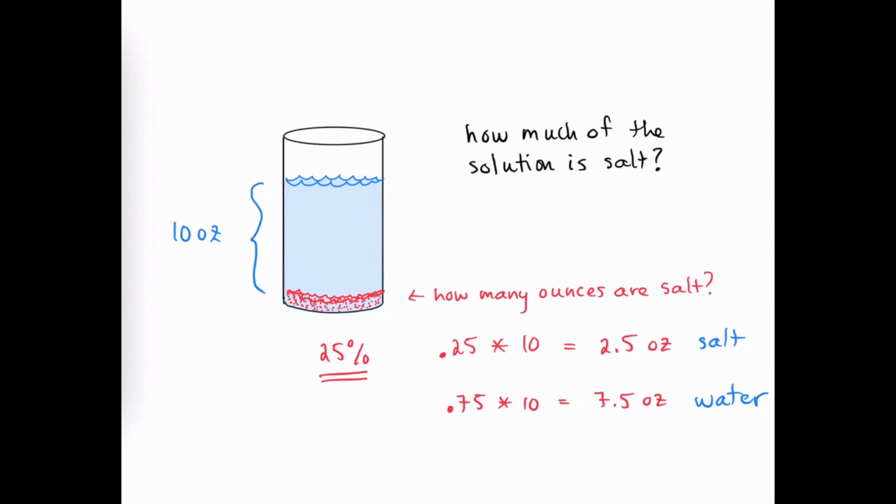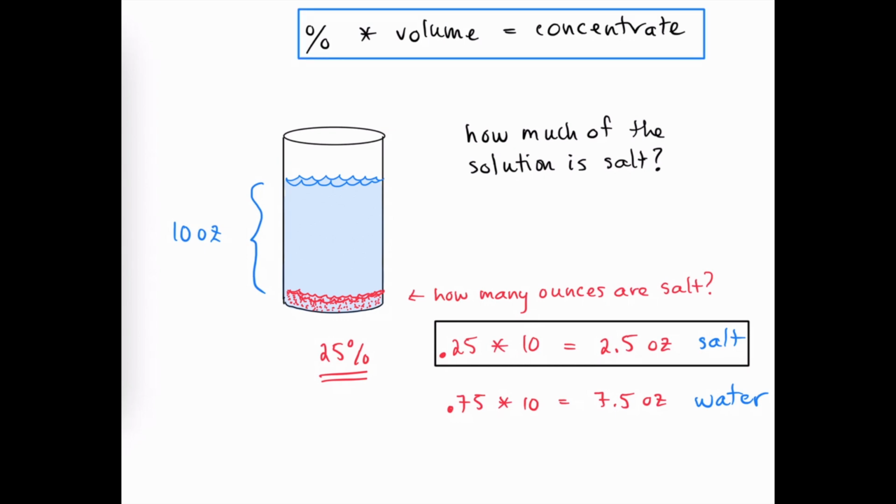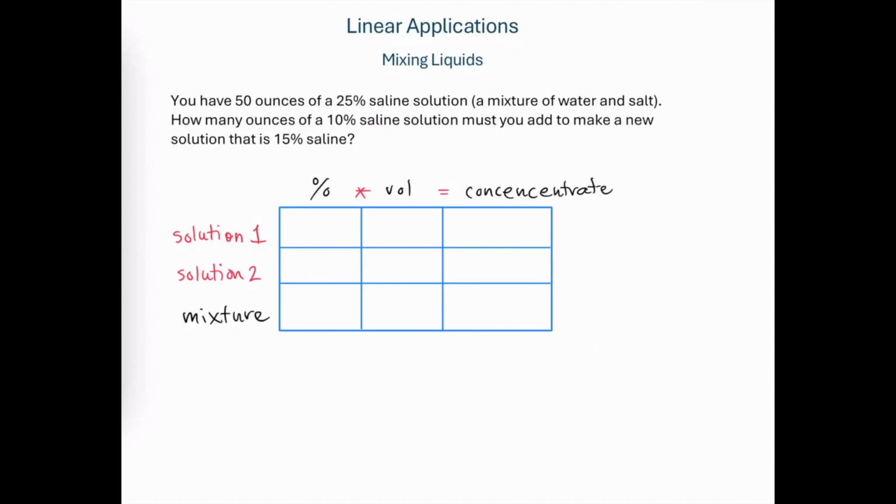So to recap here, if we want to determine how much salt is included in this saline mixture, we multiply the overall percentage of the mixture times the total volume, and that gives us how much salt is present, but more generally speaking, we'll call that concentrate. And we'll use this as our column headers anytime we're mixing two liquids together. So let's come back up here to our problem.